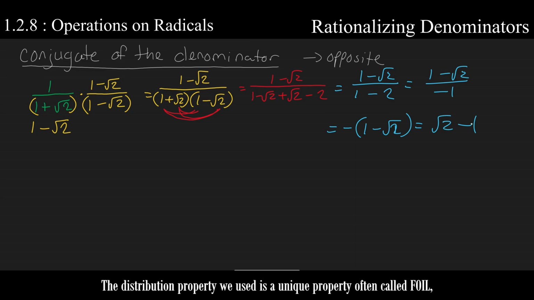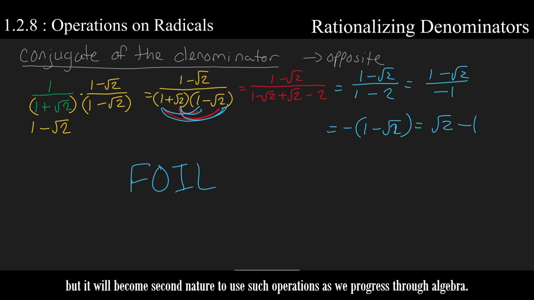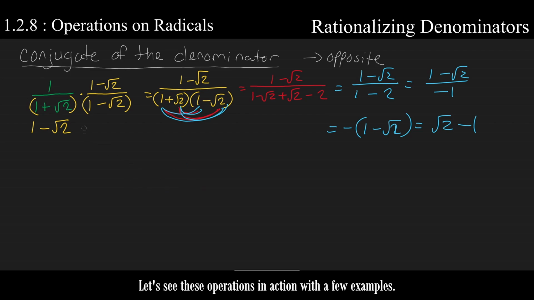The distributive property we used was a unique property often called FOIL, which stands for first, outer, inner, last. And we'll cover that in a future lesson when we cover polynomials. This may seem a bit excessive and unusual, but it will become second nature to use such operations as we progress through algebra. Let's see these operations in action with a few examples.